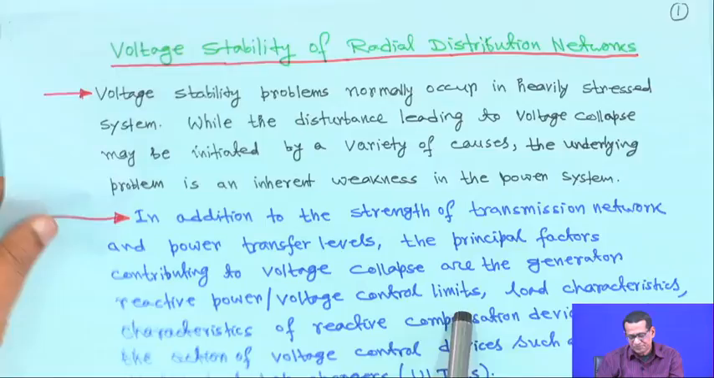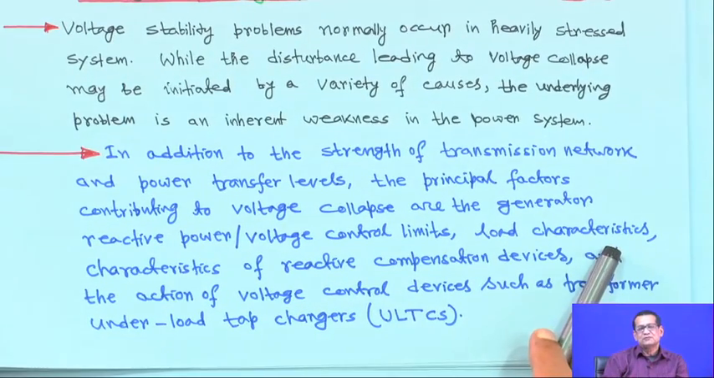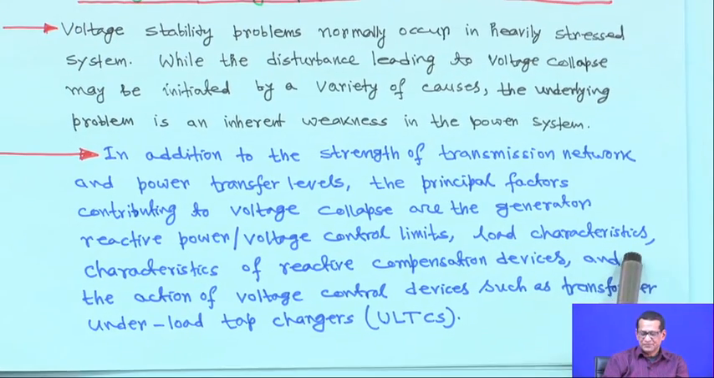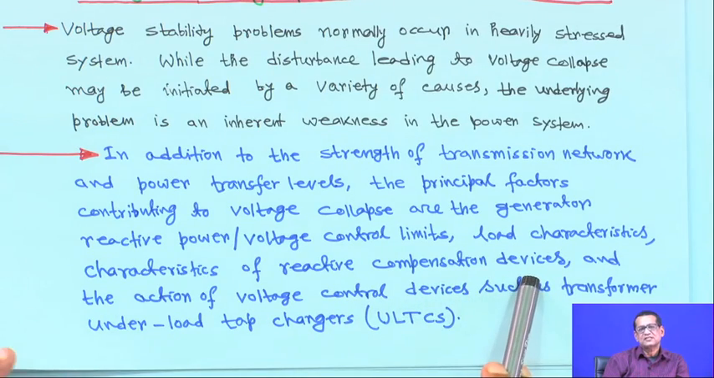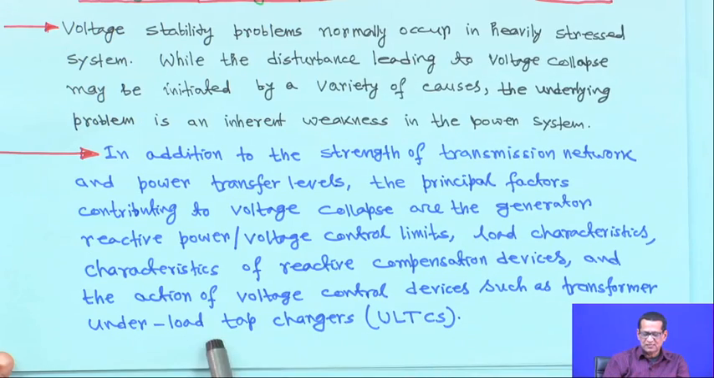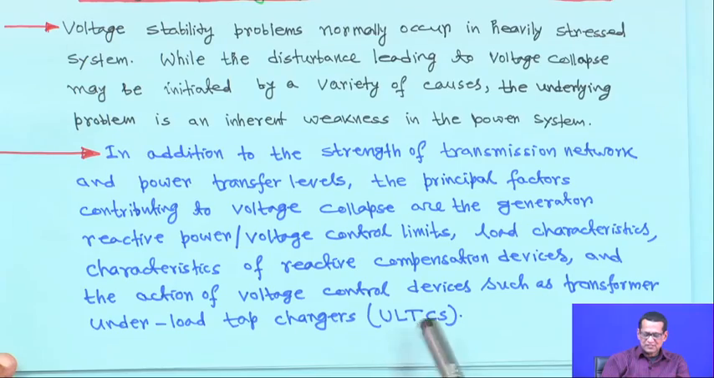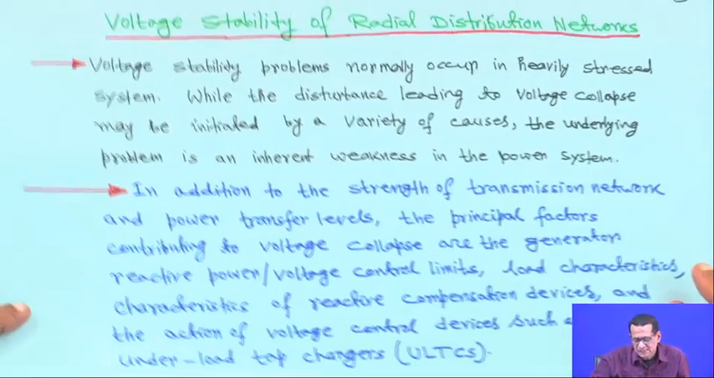These sometimes create problems. Then there are load characteristics. In the load flow we have studied, we treated the load as constant power, but loads have different characteristics. Then there is the characteristic of reactive power compensation devices, including FACTS devices, and the action of voltage control devices such as under load tap changers. Suppose voltage is going down, you have to change the tap of the transformer such that voltage can be raised to a certain level. So, there are many factors associated with the voltage stability of the network.